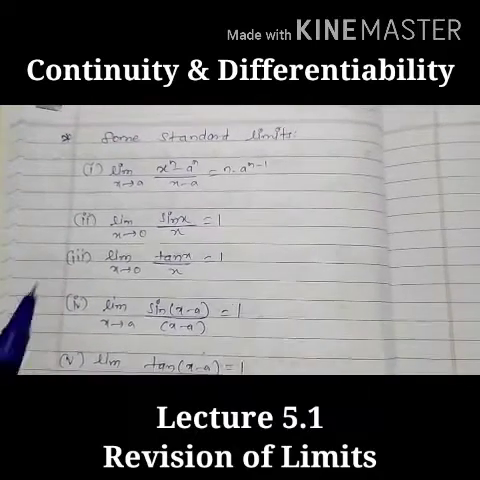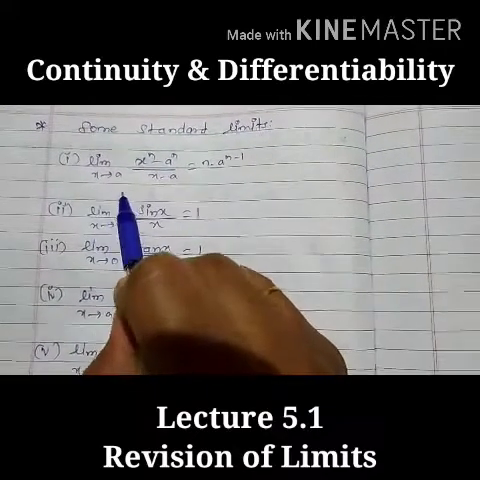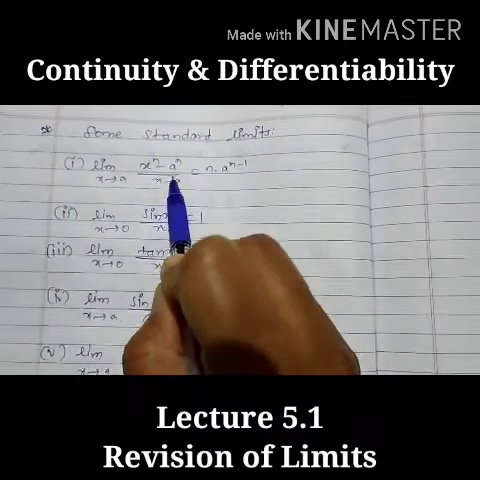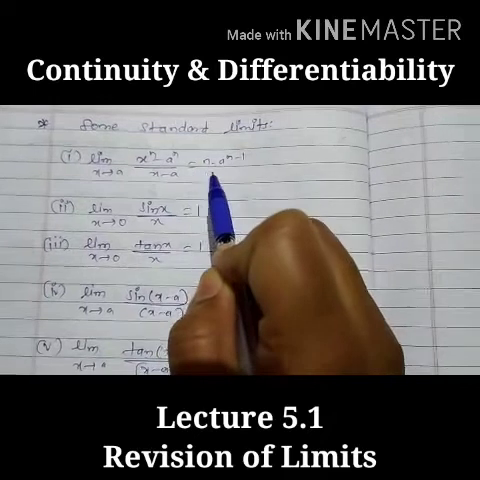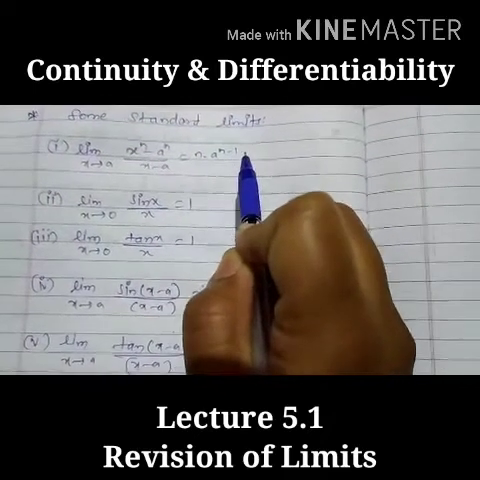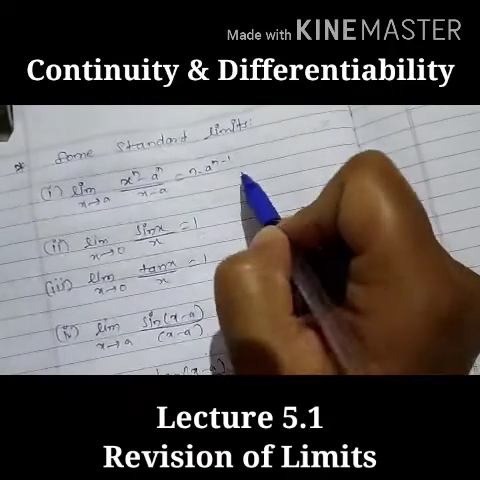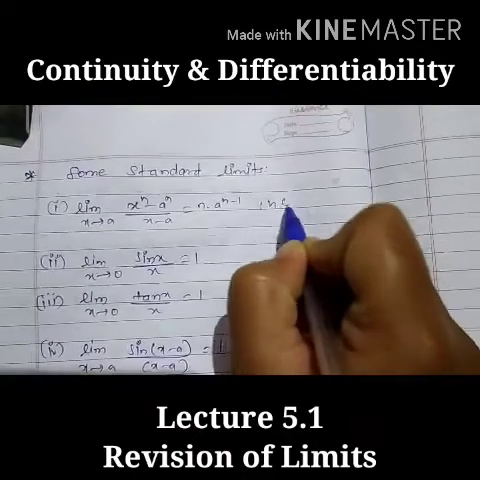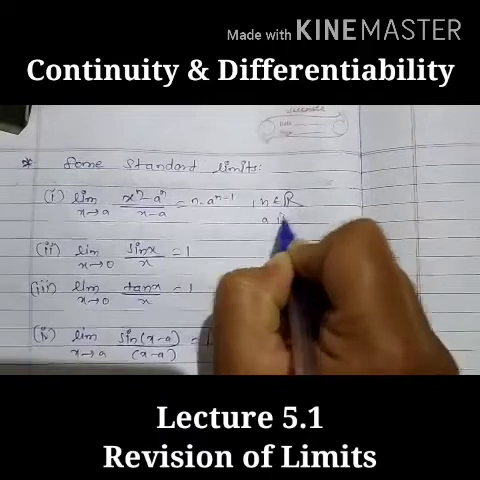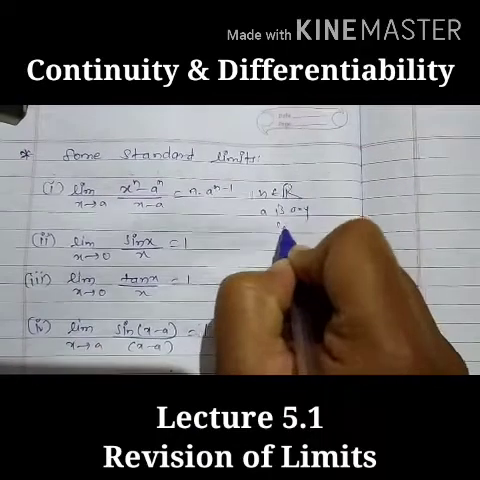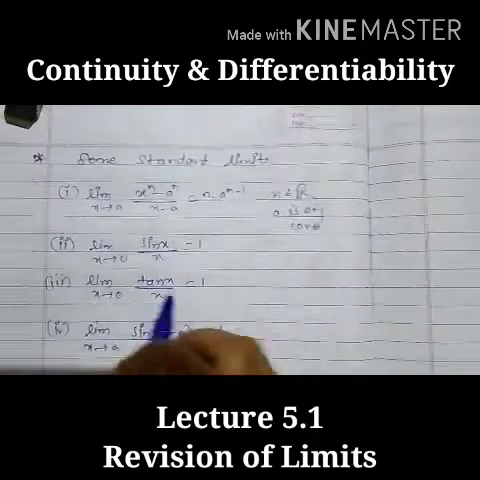In that, first one, limit as x tends to a of x raised to n minus a raised to n upon x minus a is equal to n times a raised to n minus 1, where this n is from the set of real numbers and a is any constant. A is any constant. Okay.